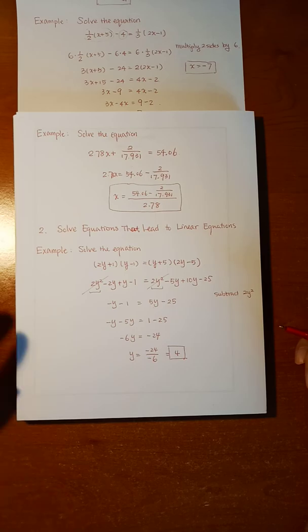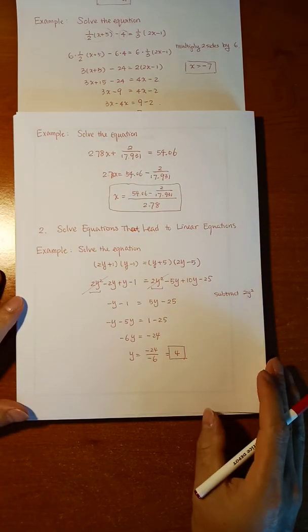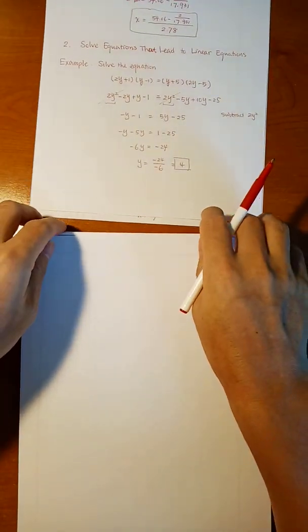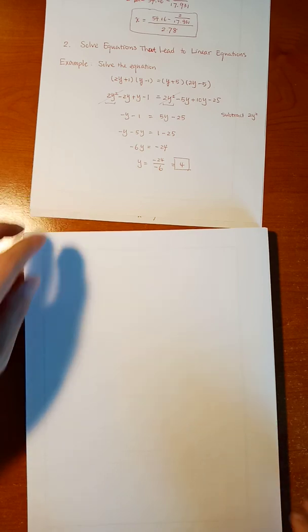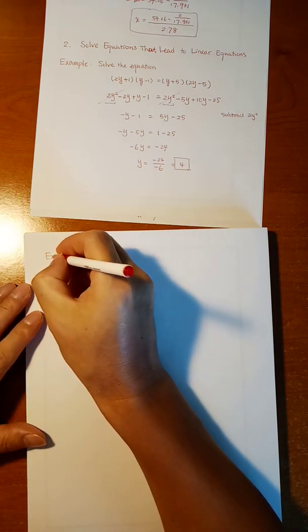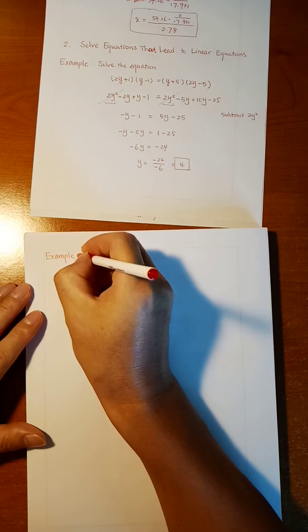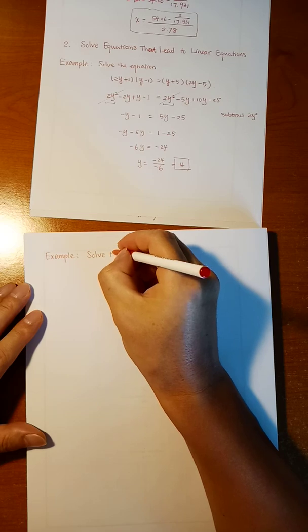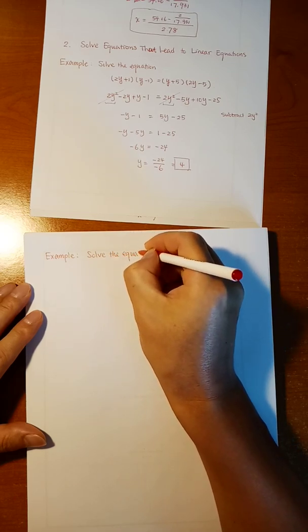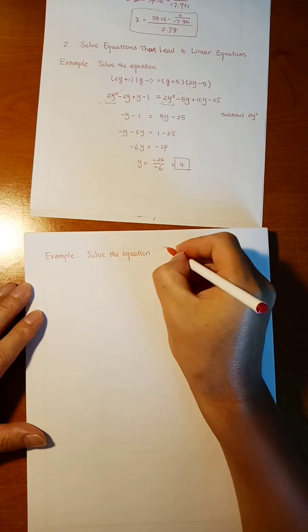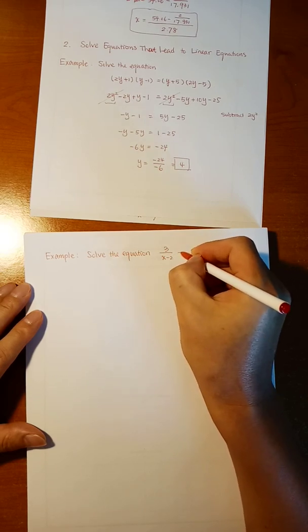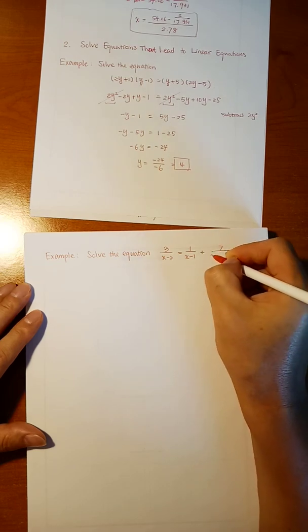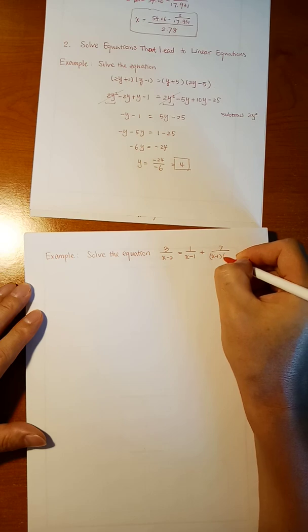Okay, let's see the next example. Solve the equation 3 over (x minus 2) equals 1 over (x minus 1) plus 7 over (x minus 1)(x minus 2).